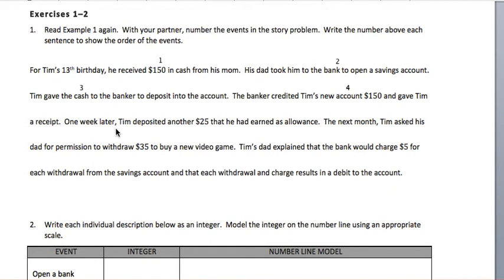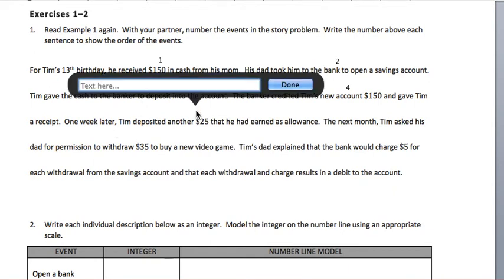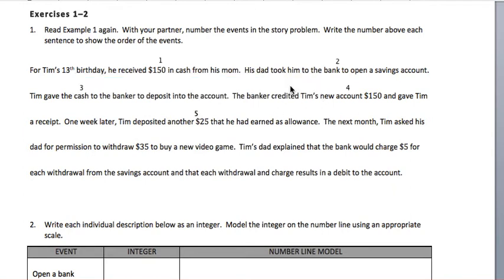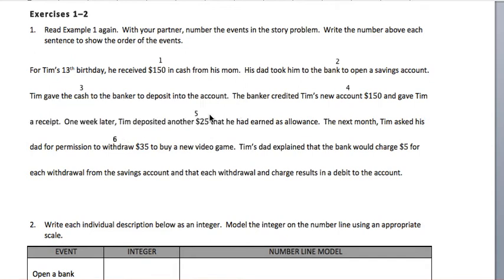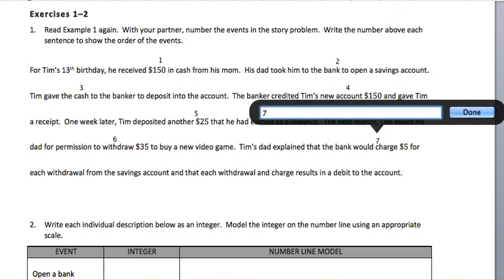1 week later, Tim deposited another $25 that he had earned as allowance. Event 5. Next month, Tim asked his dad for permission to withdraw $35 to buy a new video game. That's event 6. And Tim's dad explained that the bank would charge $5 for each withdrawal from the savings account, and that each withdrawal and charge results in a debit to the account. And that is event 7.